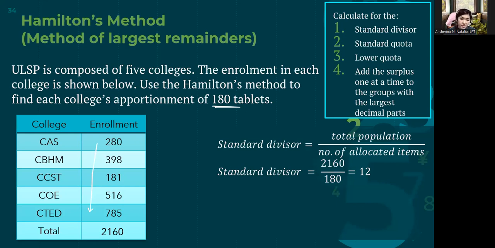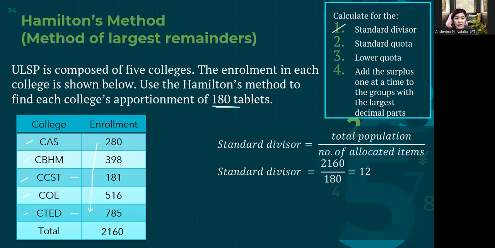Now, again, it won't be fair. Kunyari, dinivide ko siya sa 5. Kasi 5 college, so 180 divided by 5 would be 36. Take the 36 tablets. Parang hindi fair kasi sobrang dami dito sa edu, no? So, they need more tablets than, kunyari, CCST. 181 lang naman ang students sa CCST. So, they don't need that much. Okay, next thing that we would be getting would be the standard quota.